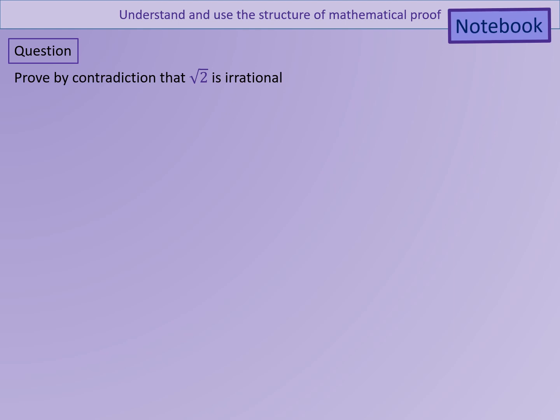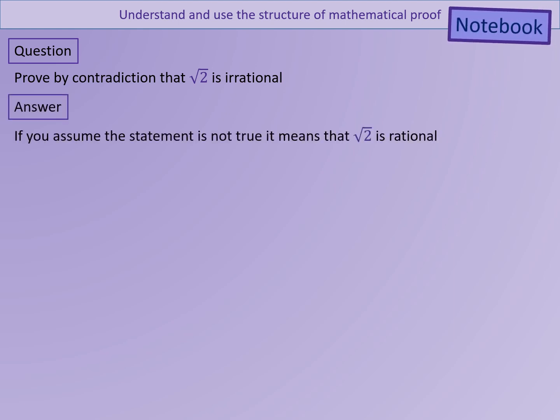Okay, so I want to prove by contradiction that root 2 is irrational. Because I'm using proof by contradiction, the first thing I say is that root 2 is rational. It's the opposite to what it's saying. I want to show that root 2 is a rational value.